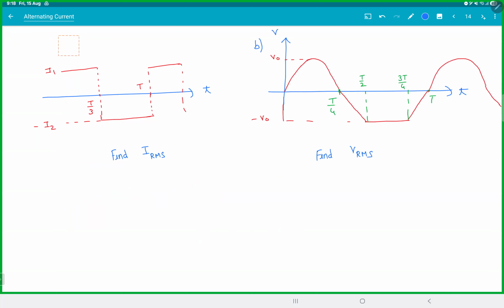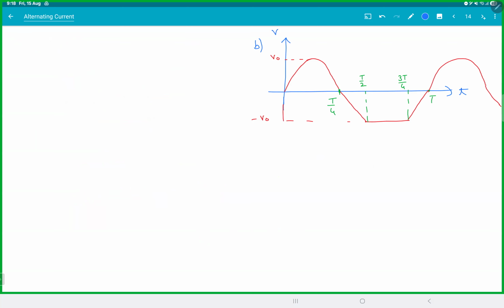Now can you do this, the B part? How do you handle this?